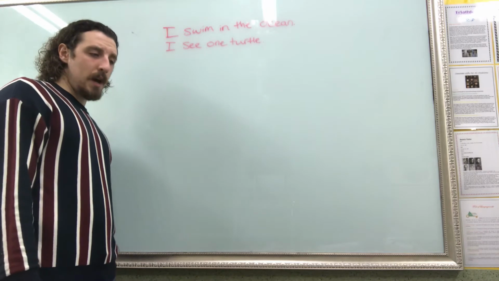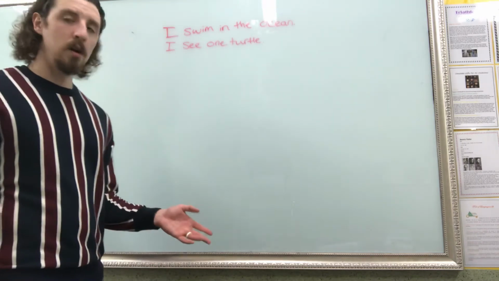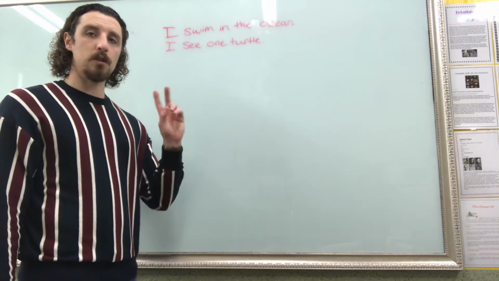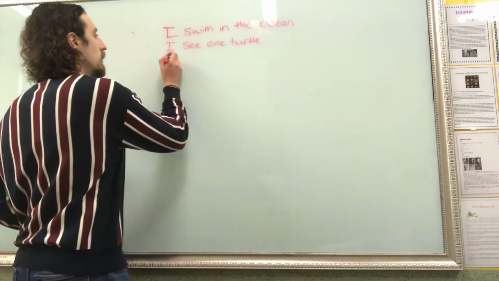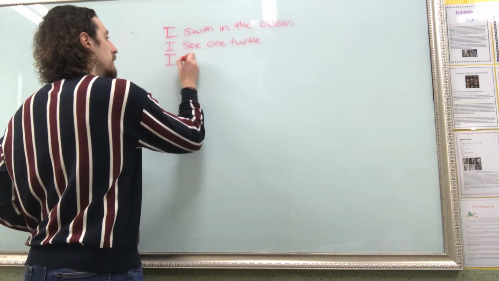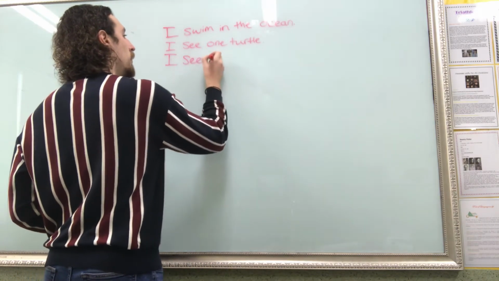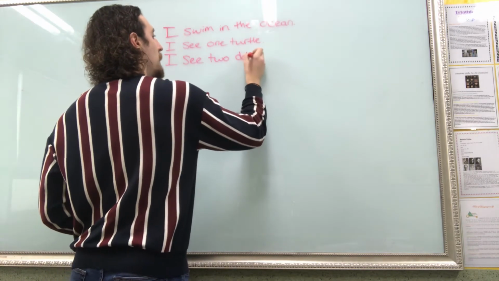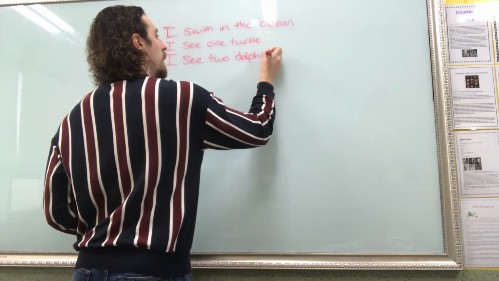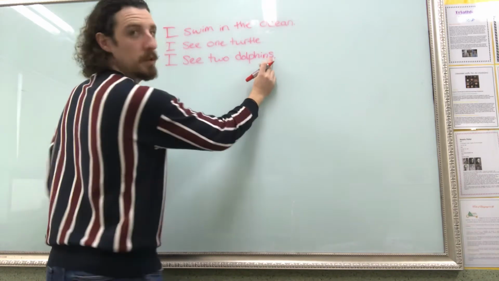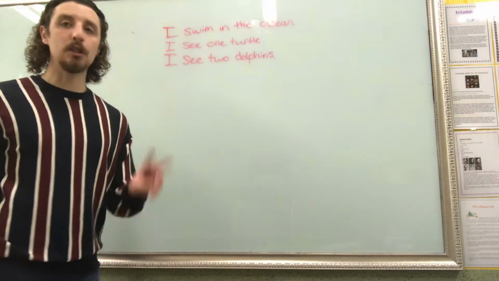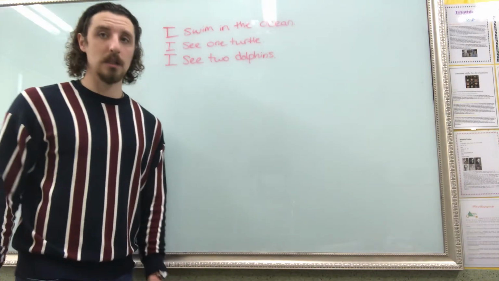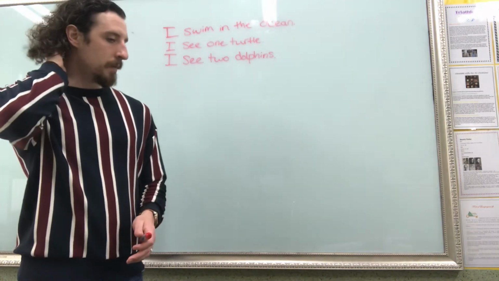Now, we will say, I see, how many dolphins did we see? We saw 2 dolphins. I see 2 dolphins. Now, remember, when there is more than 1, to add the S at the end of dolphin. I see 2 dolphins. Dolphins. Okay?